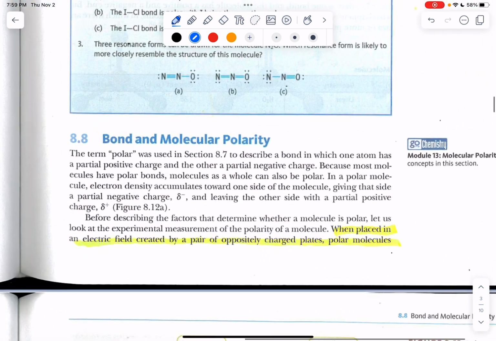All right, now that we've talked about bond polarity, what about molecular polarity? And this is where we talk about whether or not the entire molecule is polar. And here's a big picture idea. You can have polar bonds distributed symmetrically about a center atom, and the overall molecule will then be nonpolar.